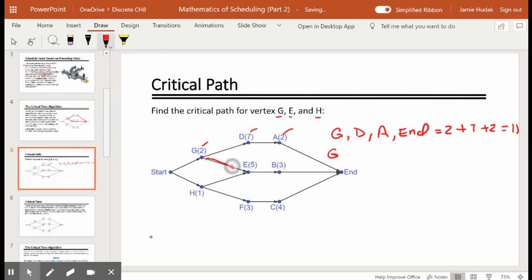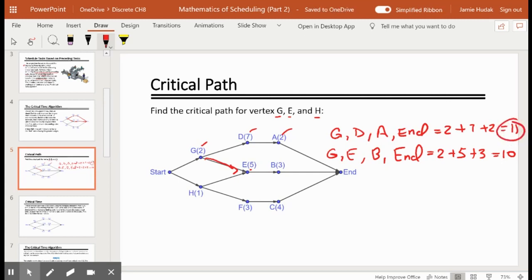And then we noted that G also has a second path. We can go from G, but instead we can head towards vertex E, and then to B, and then to end. And if we added up these times, we would have 2 units of time for G, 5 units of time for E, 3 units of time for B, and that gives us 10. Now, the goal of the critical path and the critical time algorithm is to identify the path with the most weight, because that means the most time to get to the end. And what we're looking for is a chain reaction of events that are going to cause delays in our scheduling. And that's why we're always looking for the biggest number.